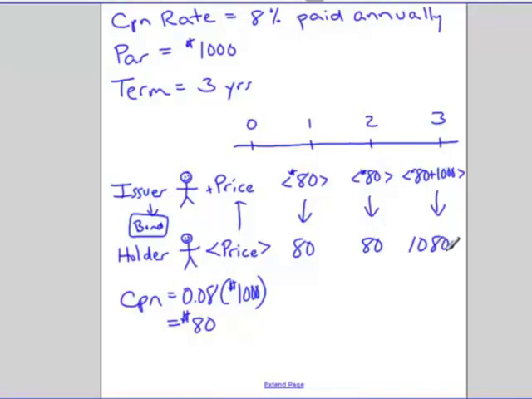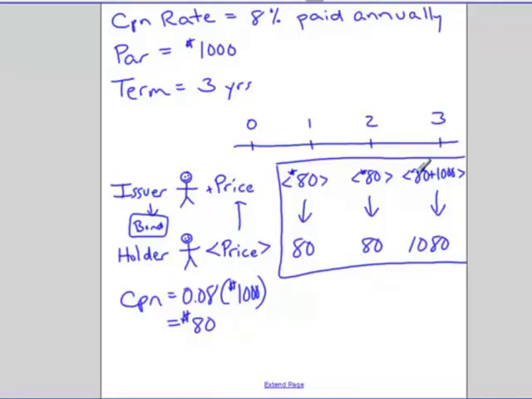And so these payments here, this is what the bond promises. The bond is essentially saying the issuer is agreeing to pay you $80 every year for 3 years, and then $1,000 3 years from now. That's the IOU, and that's what the holder is buying there. And these are the cash flows that the issuer is obligated to pay.